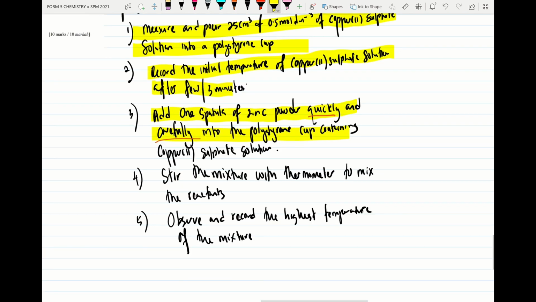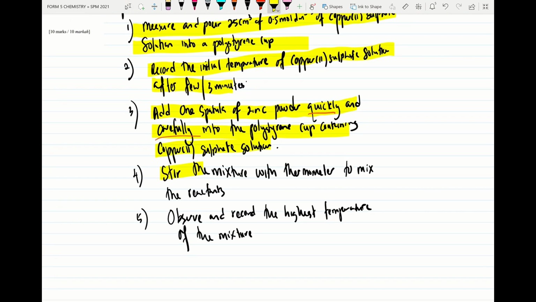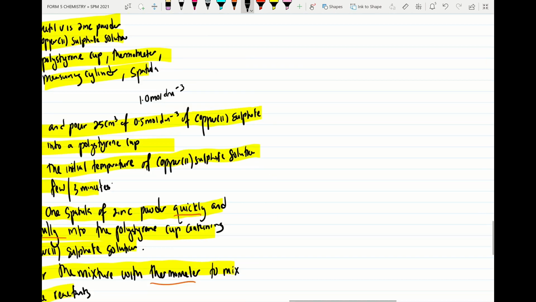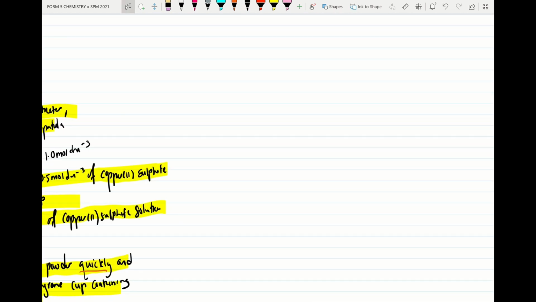Into the polystyrene cup containing the copper(II) sulfate solution, stir the mixture with the thermometer. The thermometer is very important. Next, observe and record the highest temperature of the mixture. So these are the procedures. Now we go for the tabulation of data.